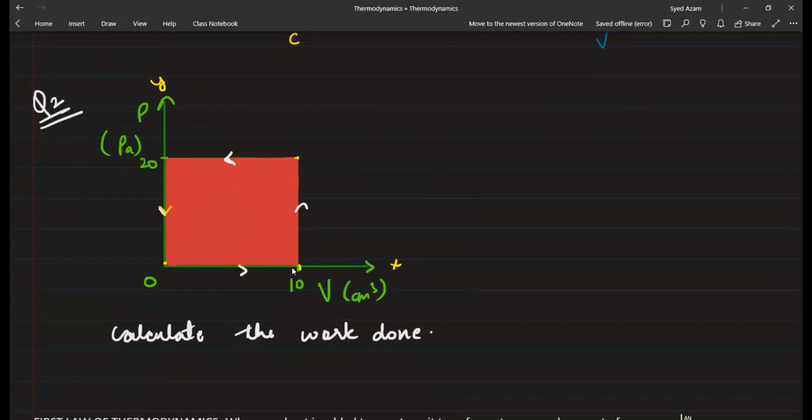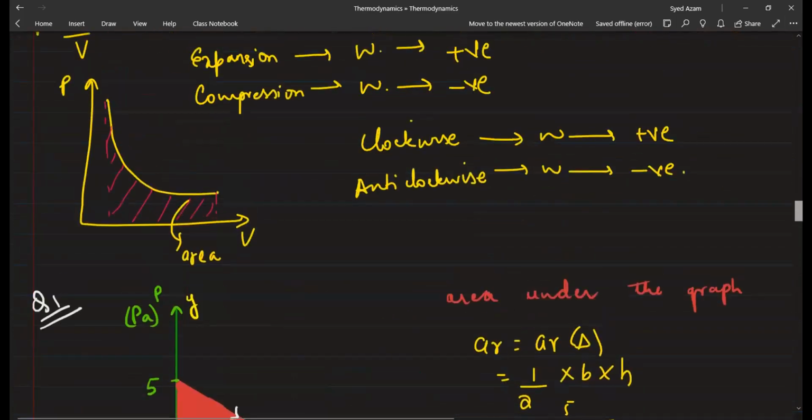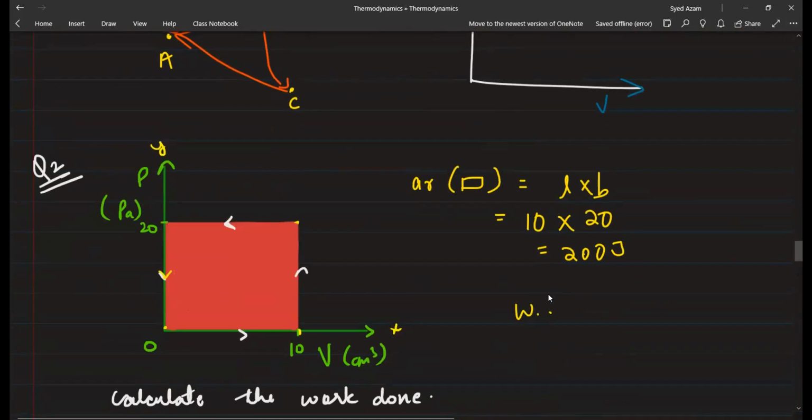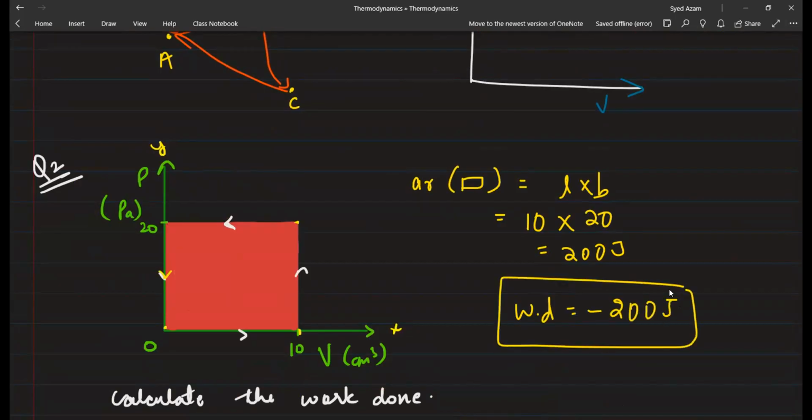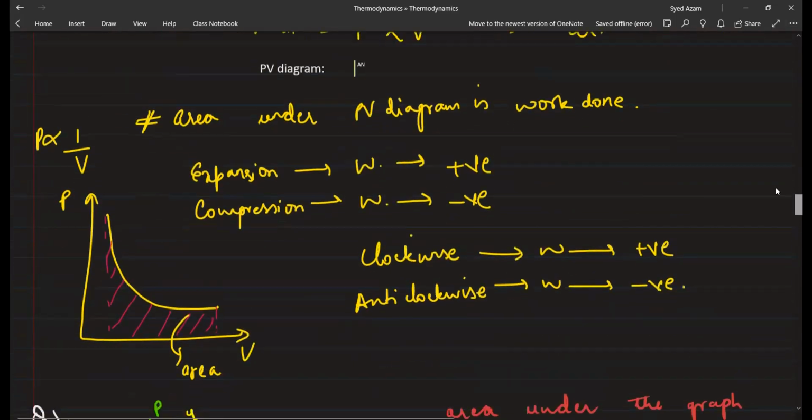So this is a rectangle, 10 and 20. So you will calculate the area of the rectangle. That will be simply length into breadth. So length into breadth, 10 into 20. This will become 200 joules. Now look, what is the direction? This is going anti-clockwise. And anti-clockwise, you've seen it's negative. So this work done will be minus 200 joules. Okay, like this is how you have to write. Please copy down this PV diagram part.